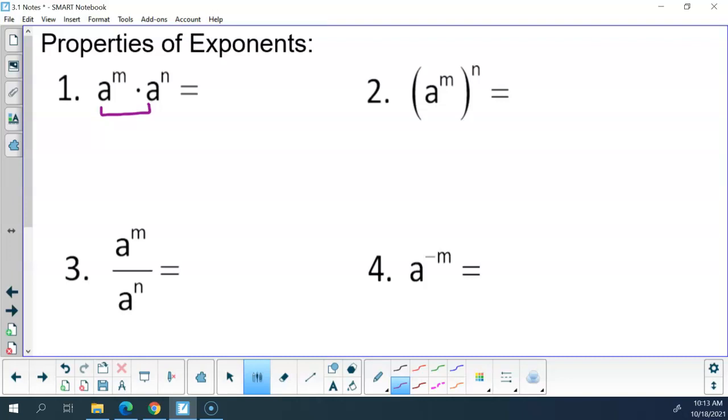If those bases are different, then this property does not apply. Okay? Those bases have to be the same. If that's the case, bases are the same, then what you can do with your exponents is you can add your exponents.